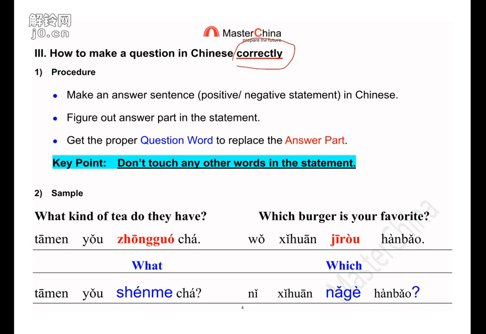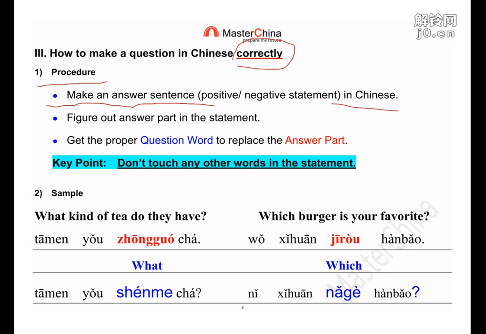So let's start from the first step. I give you the procedure to make a question in Chinese correctly, even perfectly. If you have all the vocabulary and use the correct rules, then you really can manage all kinds of questions. So first, if you want to make a question, make an answer sentence in Chinese first, correctly. If you can manage the statement well and remember all our rules or the structure of the statement, you can manage them easily, right?